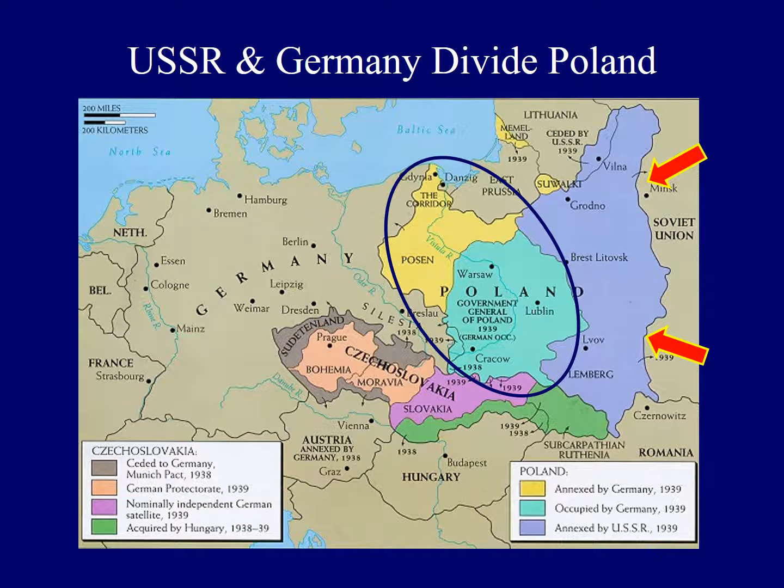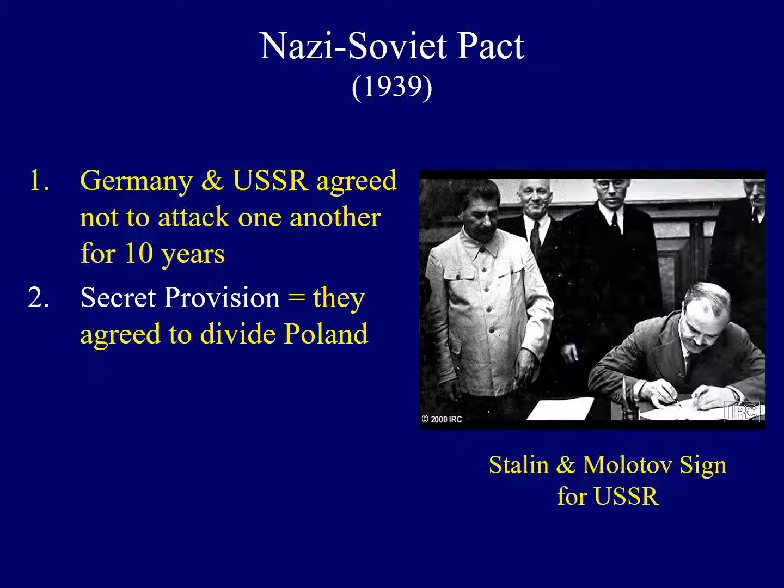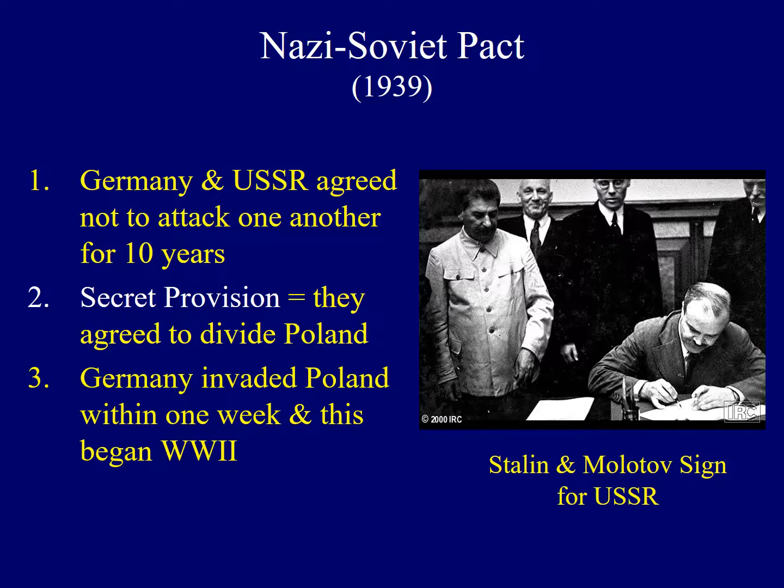Again, here we are with that map. The circled area here shows the region of Western Poland, and Germany agreed that they would have that territory. In the darker blue, where the arrows are pointing, that bordered the Soviet Union, the Soviets agreed to have the eastern portion of Poland. Once this peace agreement between the Germans and Soviets was in place, Hitler knew that he could act. And so, within a week of its signing, Germany invaded Poland, and this began the Second World War.